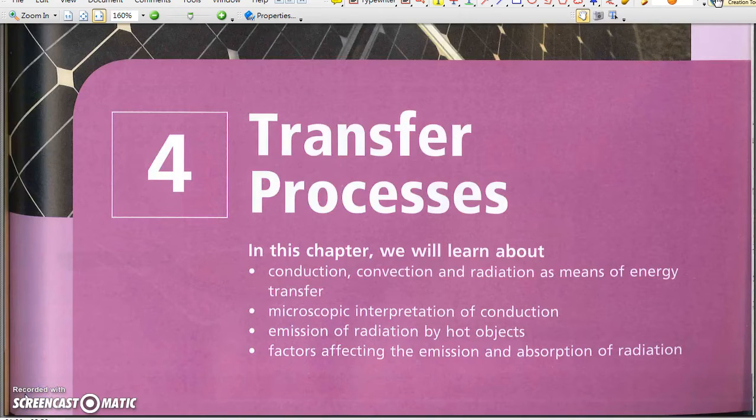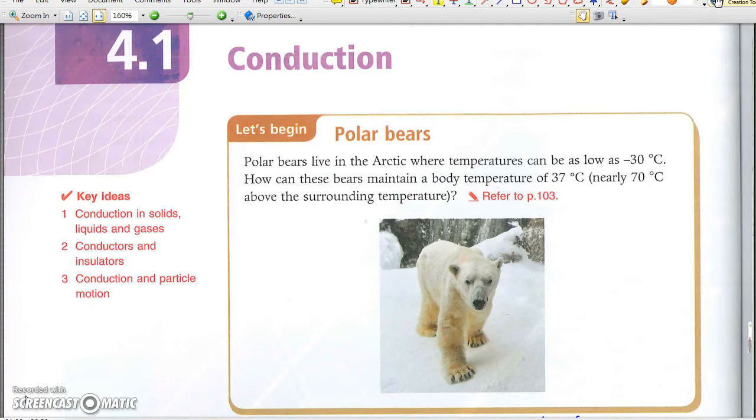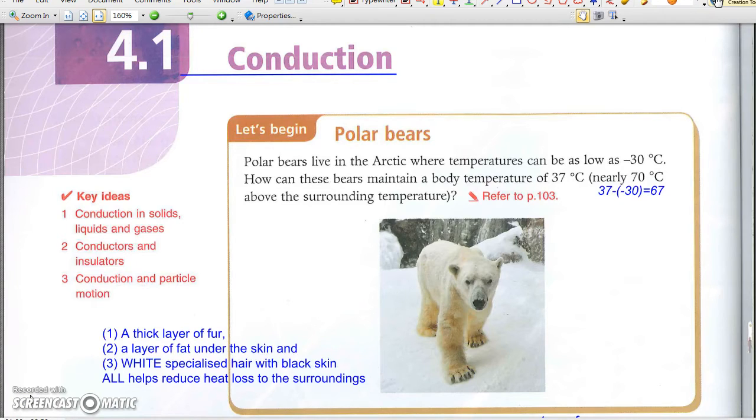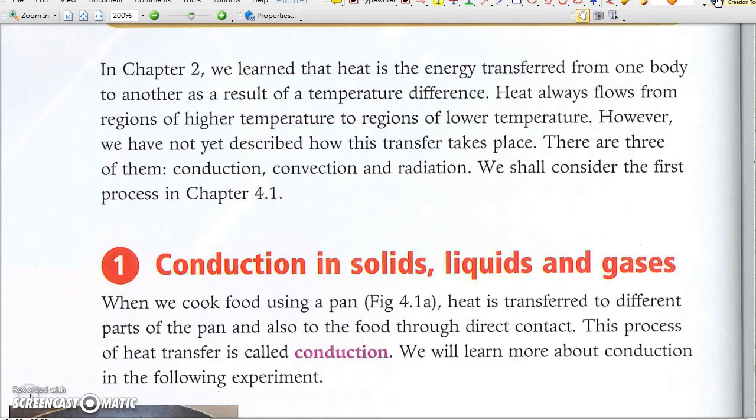Chapter 4. Transfer processes. We will talk about the three different heat transfer processes, including conduction, convection, and radiation. 4.1. Conduction. Have you ever wondered how a polar bear withstands the very extreme temperature at the North Pole?